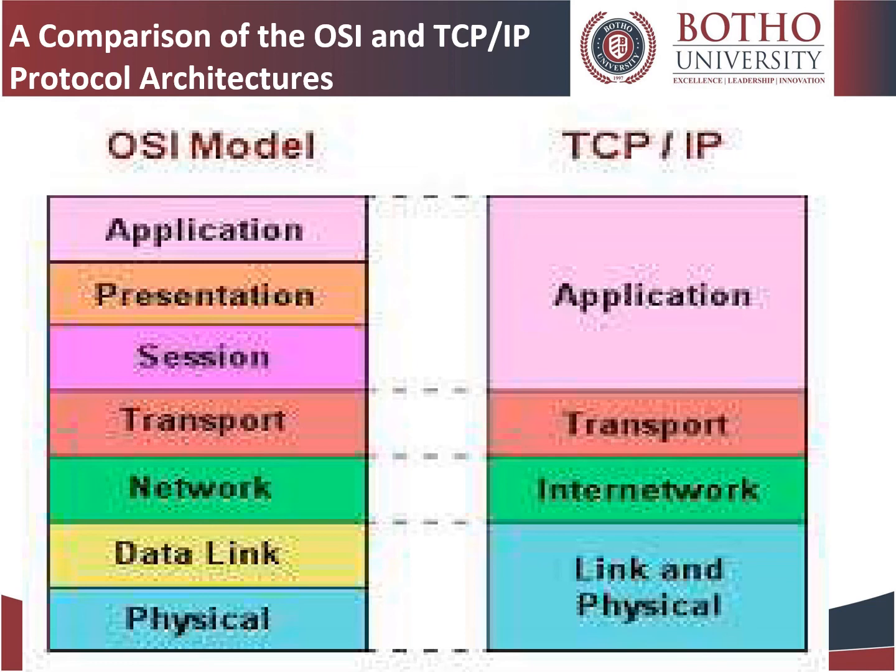OSI header is 5 bytes whereas TCP/IP header size is 20 bytes. OSI refers to open systems interconnection whereas TCP/IP refers to transmission control protocol. OSI follows a vertical approach whereas TCP/IP follows a horizontal approach. In the OSI model, the transport layer is only connection oriented whereas the TCP/IP model is both connection oriented and connectionless. The OSI model is developed by ISO, whereas the TCP/IP model is developed by ARPANET.